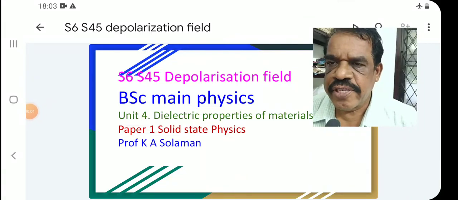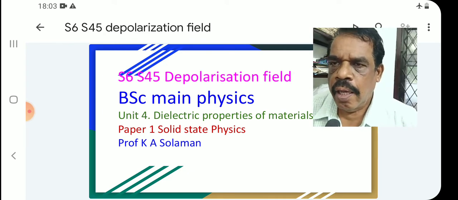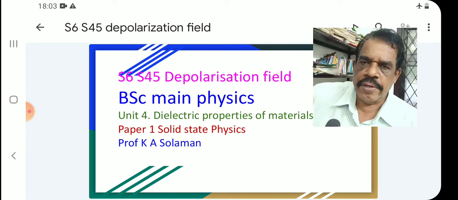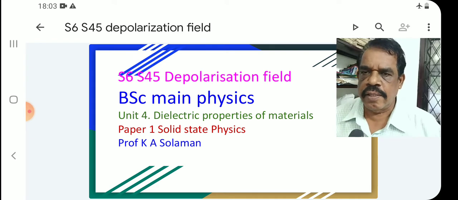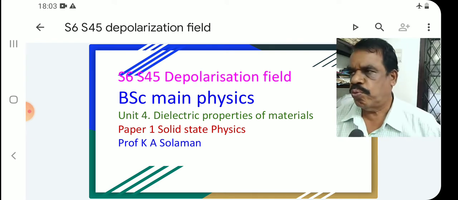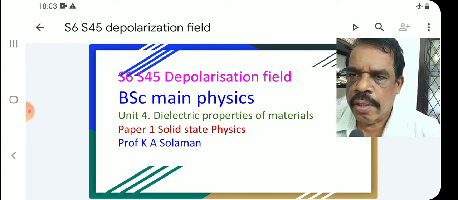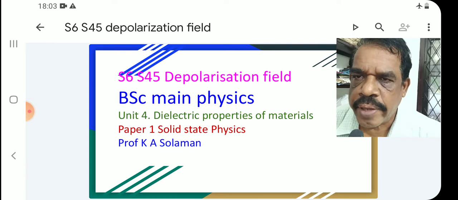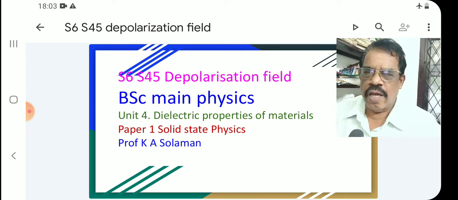This is Semester 6 Paper 1, Solid State Physics, and today we see class number S45: depolarization field from dielectrics. This class also contains sources of polarizability. The first topic is depolarization field from dielectrics.